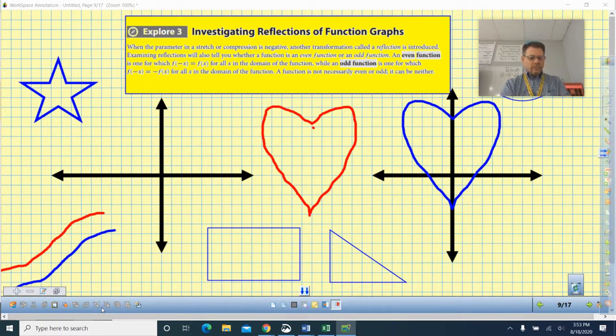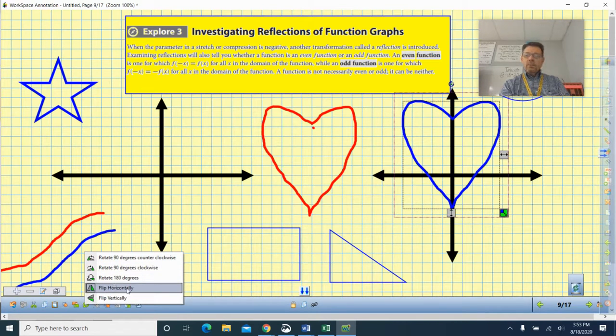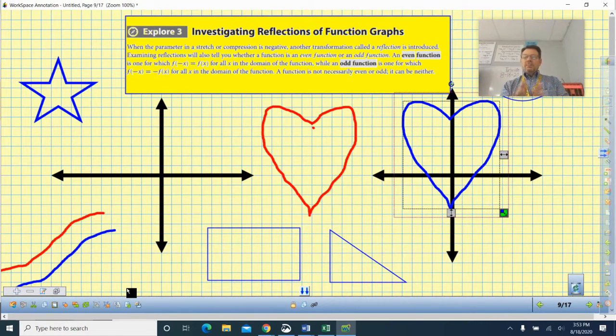Let's see if I can put up wherever it is. Oh, I have to have it selected first. That's what's not working. Come down here, hit flip horizontally. Well, you saw it blink, but it really didn't move any, right? And so what we're going to say here is this: if you can take your graph of your function and flip it over the y-axis and you get back exactly what you started with, then we're going to call that an even function.